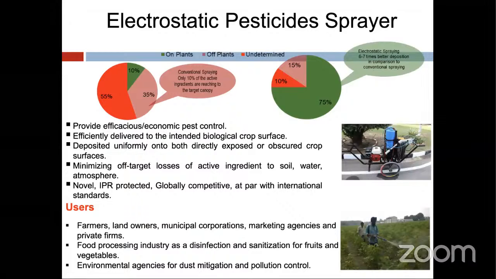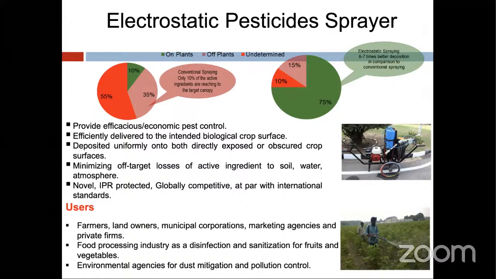Electrostatic pesticide sprayer. Now you will say, ma'am, earlier you were showing that pesticide detection kit, and now you are saying that a pesticide sprayer is there. So the advantage of this sprayer is that it creates a uniform and controlled spray of pesticides.